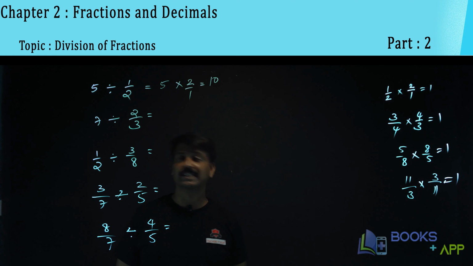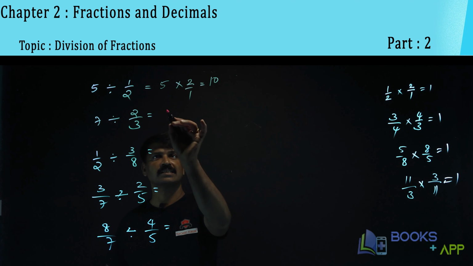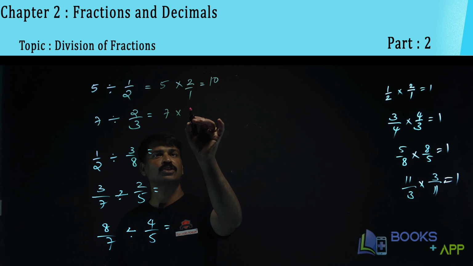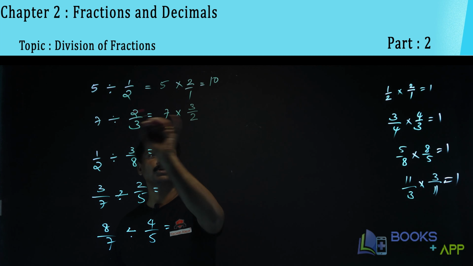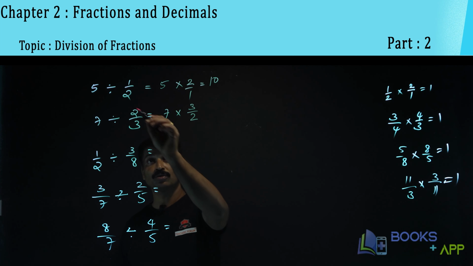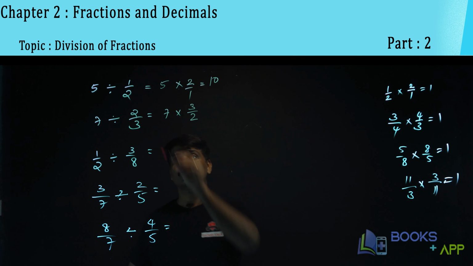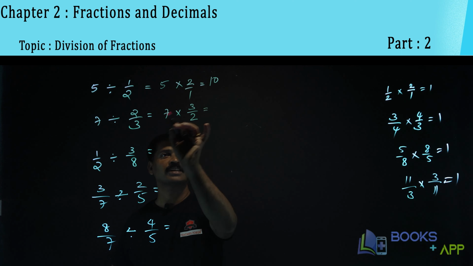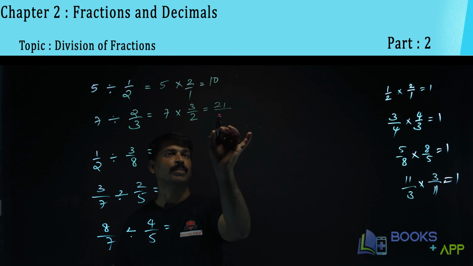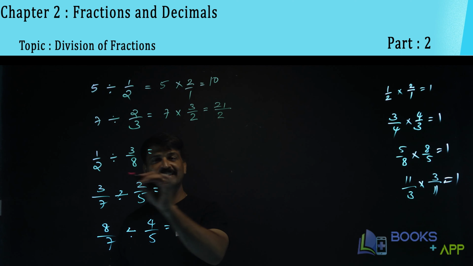Now, how can you solve 7 divided by 2 by 3? Yes, 7 into 2 by 3 should be written as 3 by 2. Division becomes multiplication, so you should find the reciprocal. So 2 by 3 becomes 3 by 2. So what is the answer? 7 3s are 21 by 2.